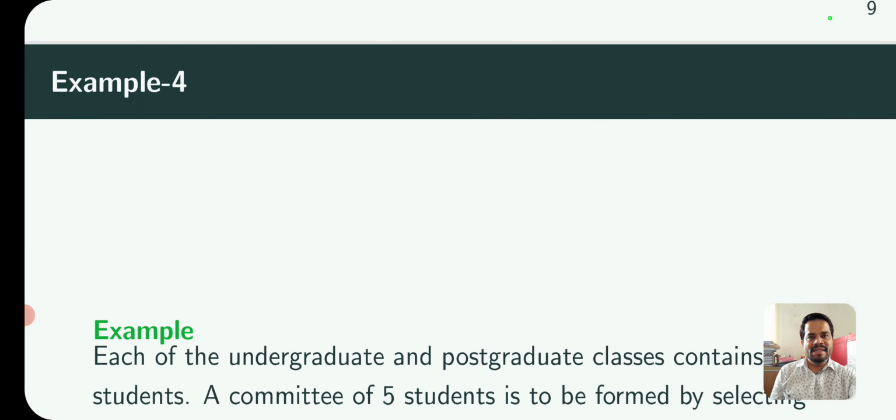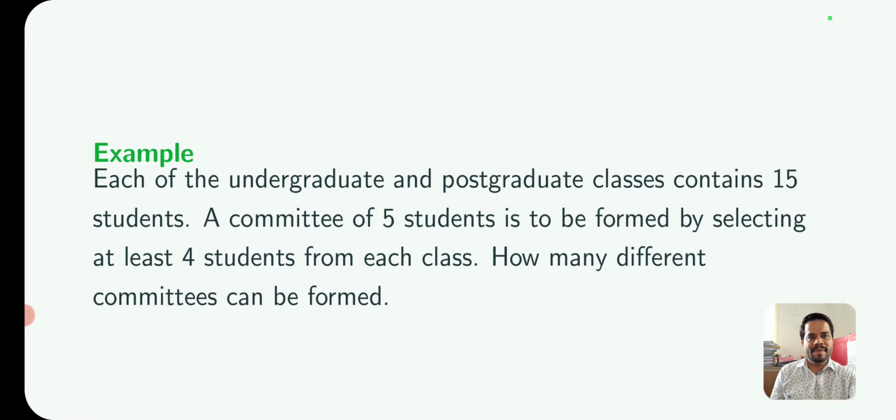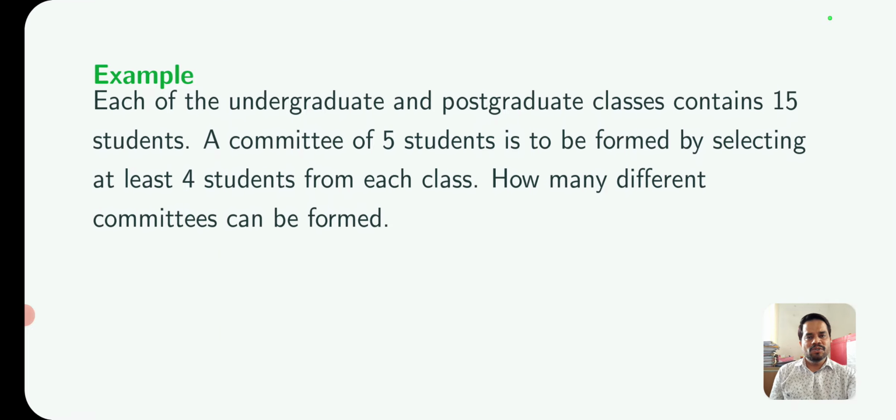Now let us see the next example. Read here carefully. Each of the undergraduate and postgraduate classes contains 5 students. A committee of 5 students is to be formed by selecting at least 4 students from each class. How many different committees can be formed? Read this example, and then we will see how to solve it.